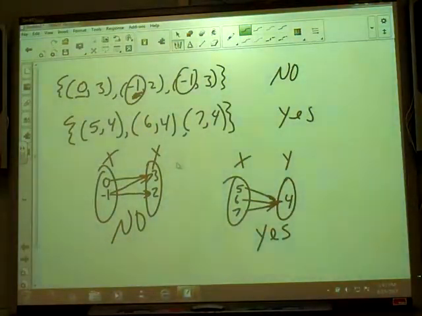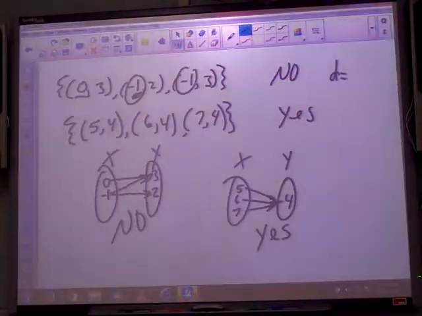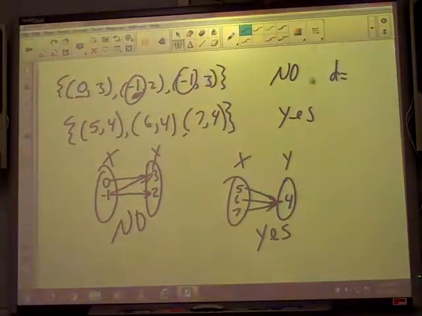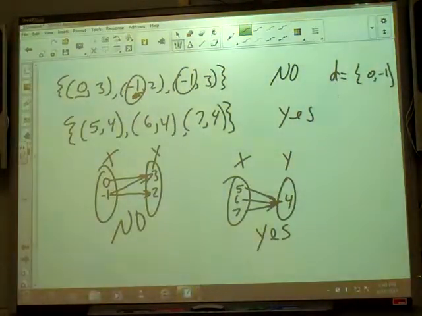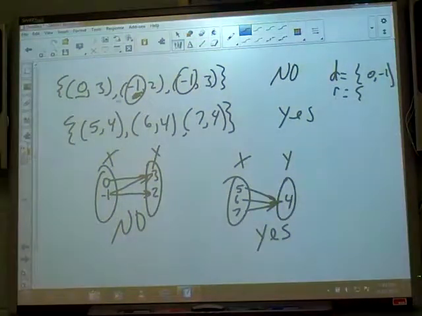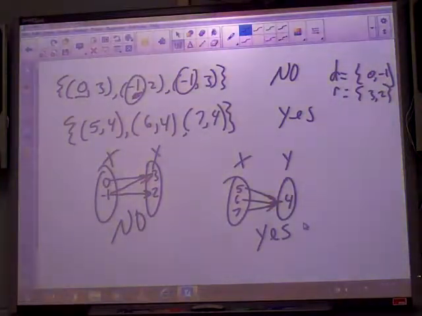Every relation has a domain and a range, even if it's not a function. So this number 1 up here that we did, the domain of that would be 0 and negative 1. That's everything that's in the x's, right? The range would be 3 and 2, everything that's in the y's. Okay, so if you're asked to talk about domain and range, that's what you do.